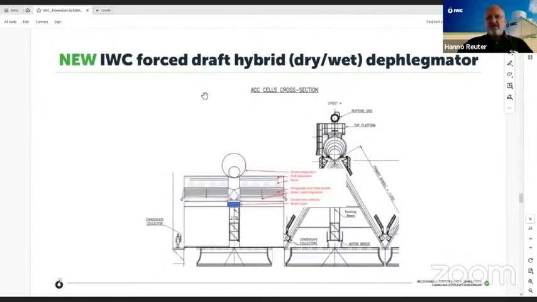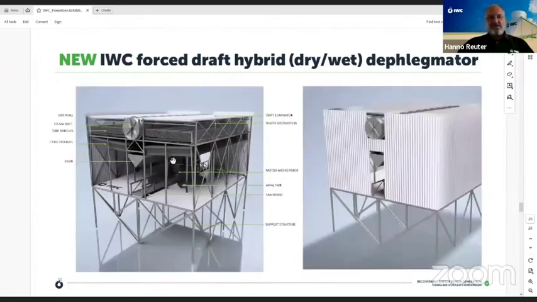Another way of doing it is one that was developed in a Horizon 2020 project, which looked something like this, where the hybrid dephlegmator is incorporated into an air-cooled condenser bank, and it's effectively connected to the same steam duct, and that has the same boosting effect. I'll give you the numbers just now. Then this is the IWC version of it.